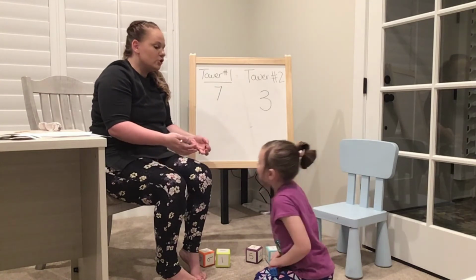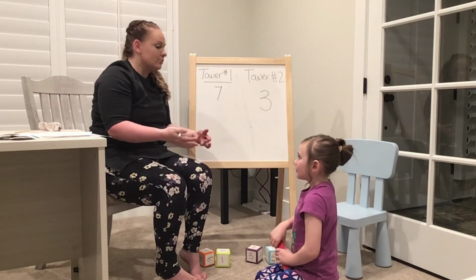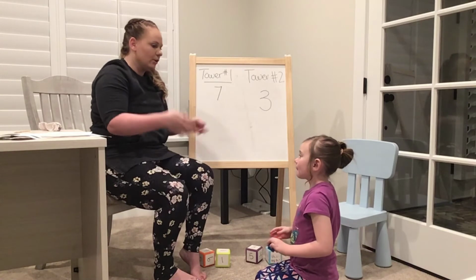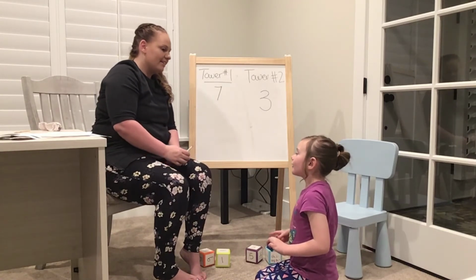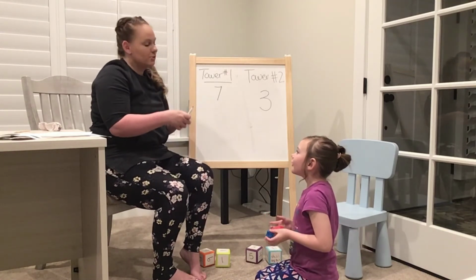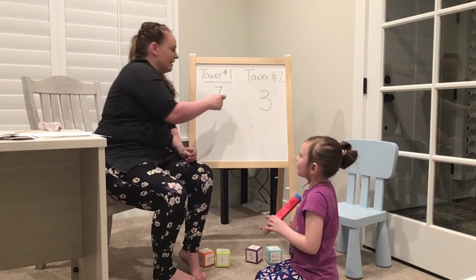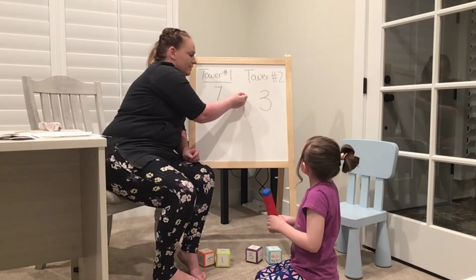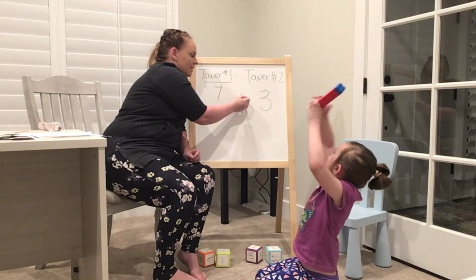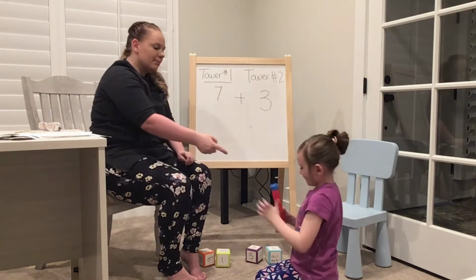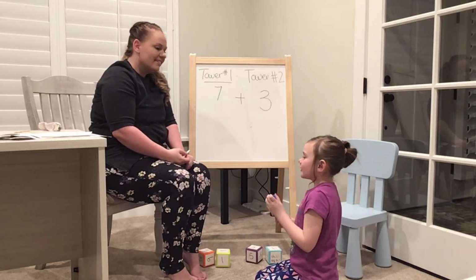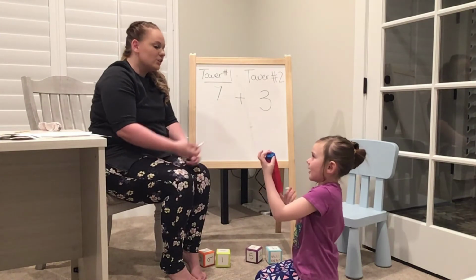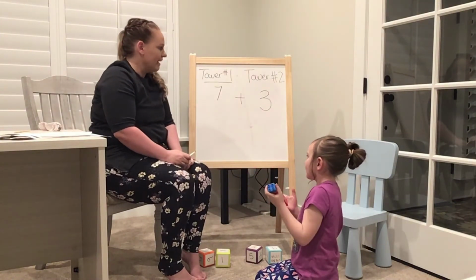And what did you do? Did you add or did you subtract to make that happen when you put them together? I added! You added. So what sign would it be? Plus! A plus sign. So 7 plus 3 equals? Equals 10. Because we know we had 10 to start with, right? Okay.